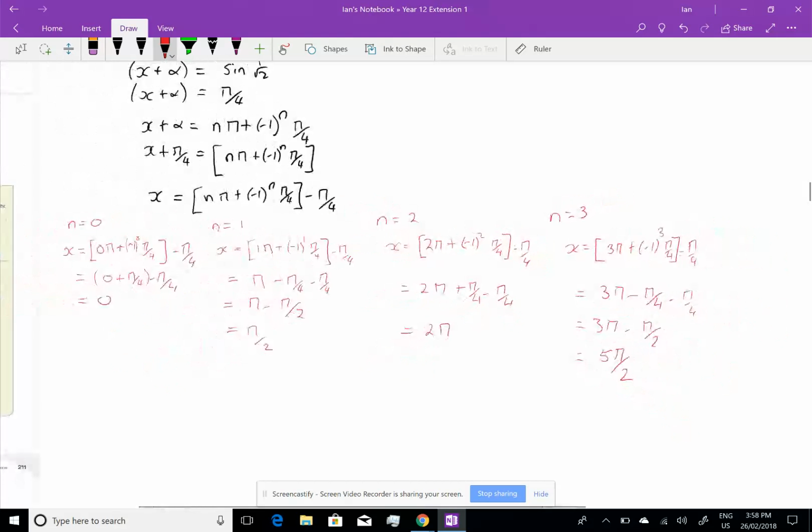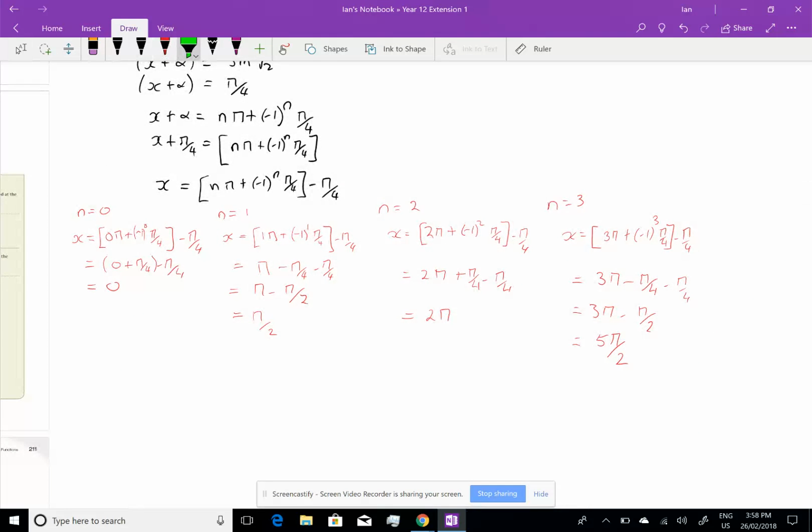Now, look at this. Oh, 0, 2 pi. I wonder what the next one would be. It'd be 2 pi more. It would be 4 pi, and the next one 6 pi, and the next one 8 pi.